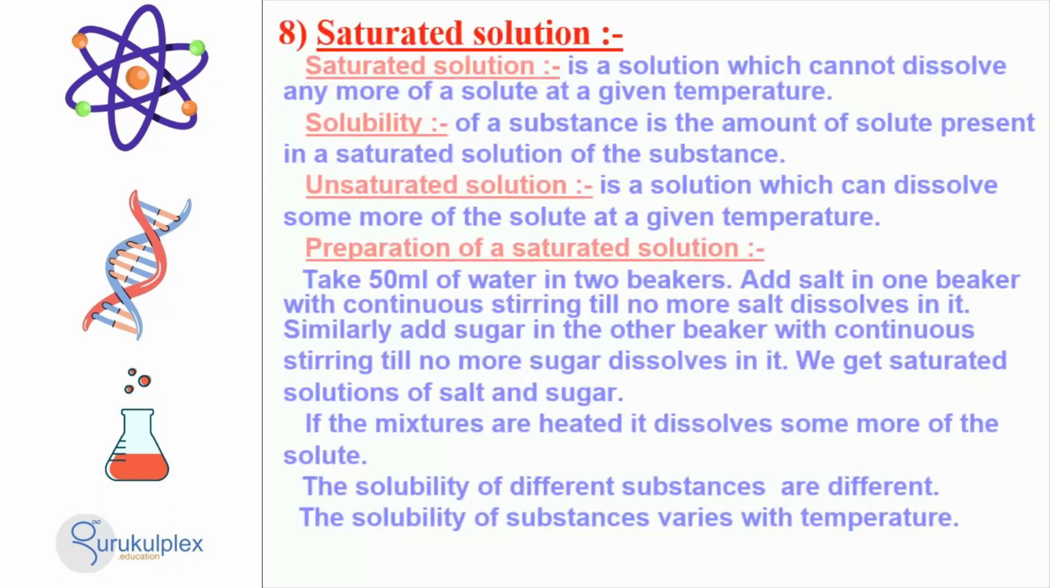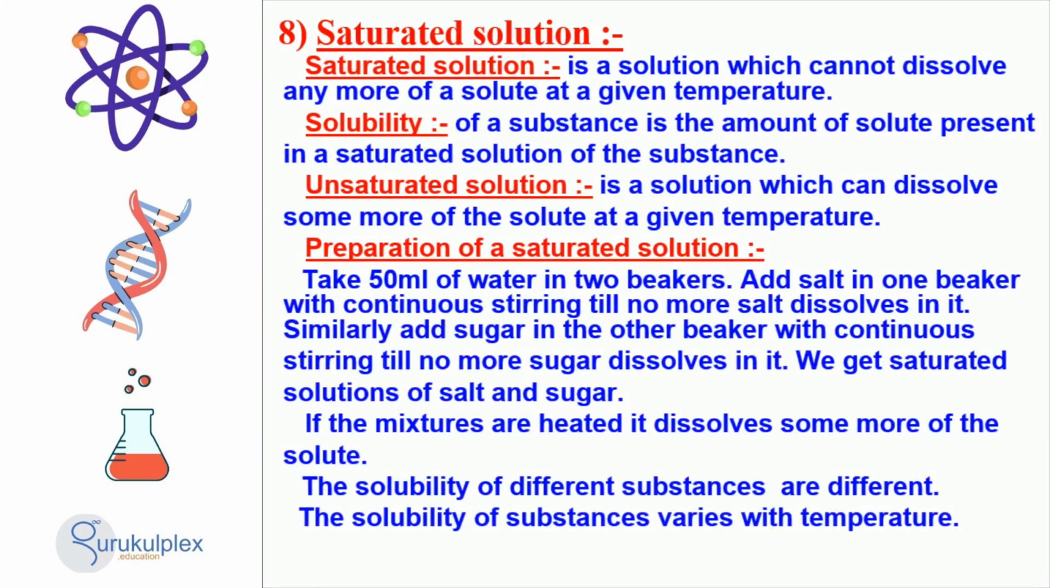A solution is considered saturated when no more solute can be dissolved in it at a given temperature. The solubility of a substance is measured in terms of the amount of solute present in a saturated solution. An unsaturated solution, however, is one in which more solute can still be dissolved under the same temperature. To create a saturated solution, one would add salt or sugar to a set amount of water, stirring continuously until no further solute can be dissolved.